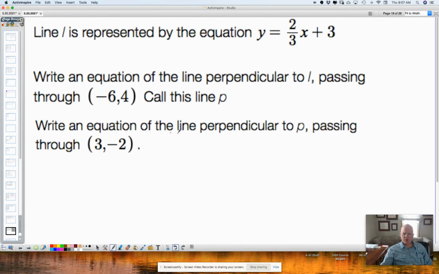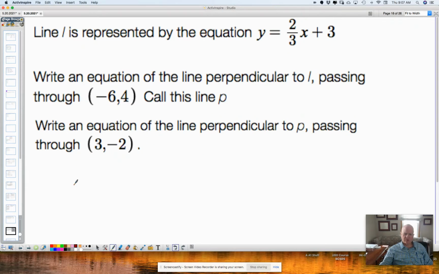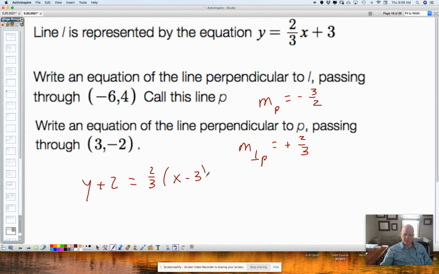Okay, write an equation of the line perpendicular to P. Well, P, this is line P, had a slope of -3/2. The slope of P is equal to -3/2. So the slope that's perpendicular to it, that's perpendicular to P, would be a positive 2/3. Okay, that's the same as my original. And when we write the equation, y minus negative 2 is equal to 2/3 times x minus 3.